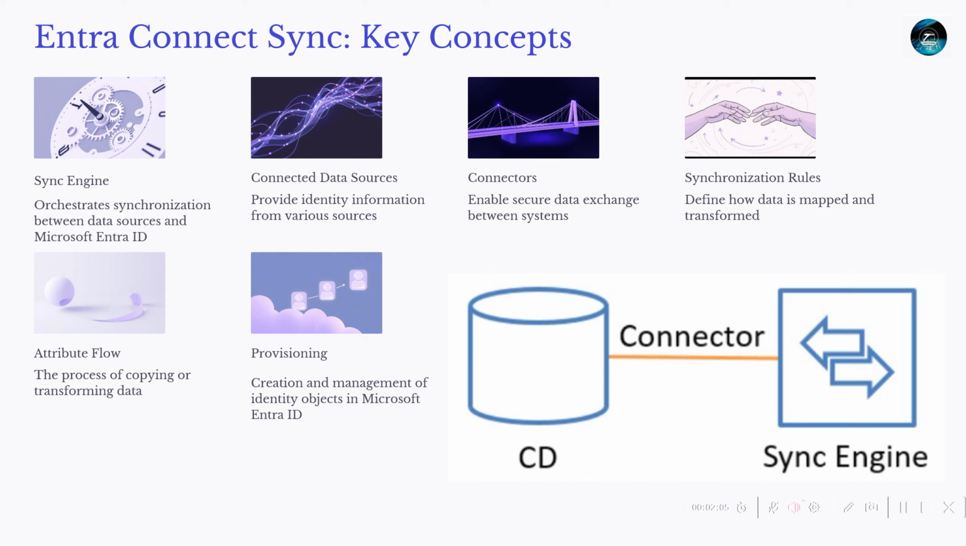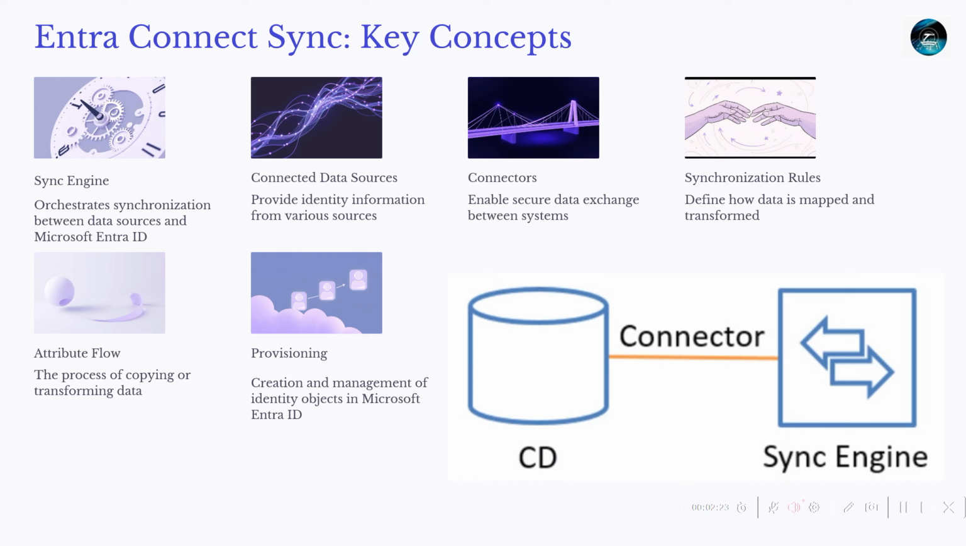Connectors make API calls to exchange identity information, both read and write, with a connected data source. It is also possible to add a custom connector using the extensible connectivity framework. Data can move either way, but not both ways at the same time.